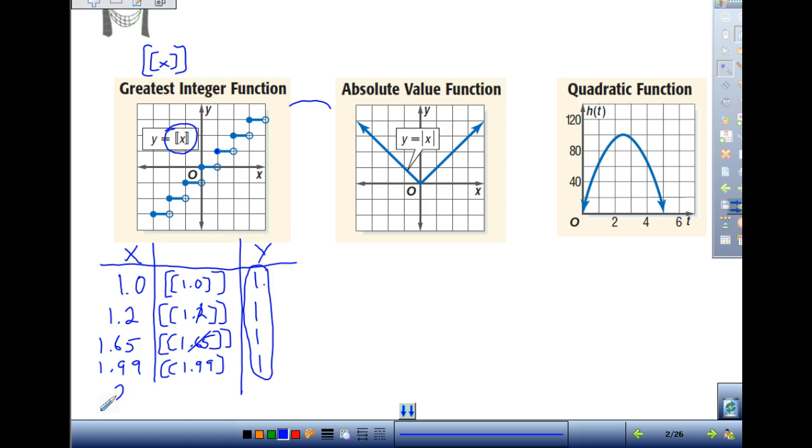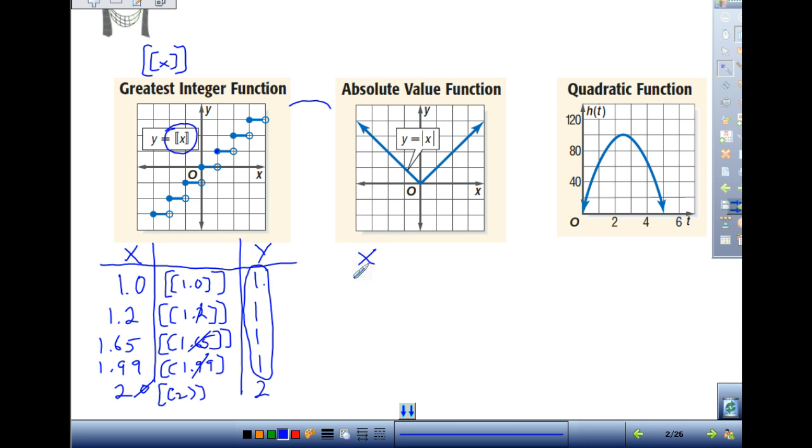But once you get to 2, the step value of 2 is 2. So just 2.0, knock off the decimal, you get 2. And that's why it jumps up to 2 all of a sudden. From 1 to 2, it just jumps up. So that was the step function. That's how you evaluate it. Of course, we'll show you another way that's a little bit easier.